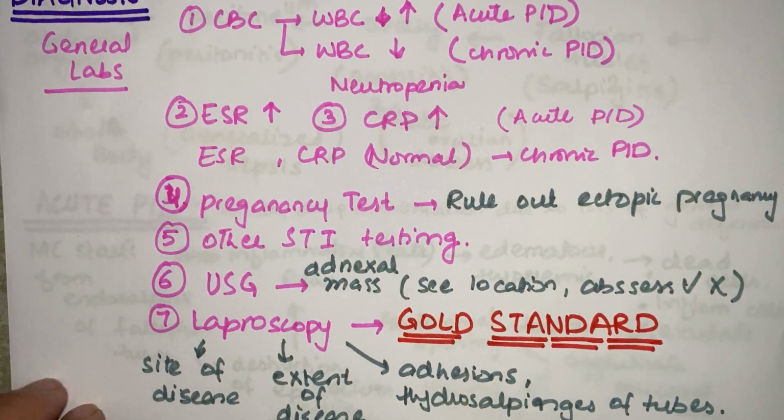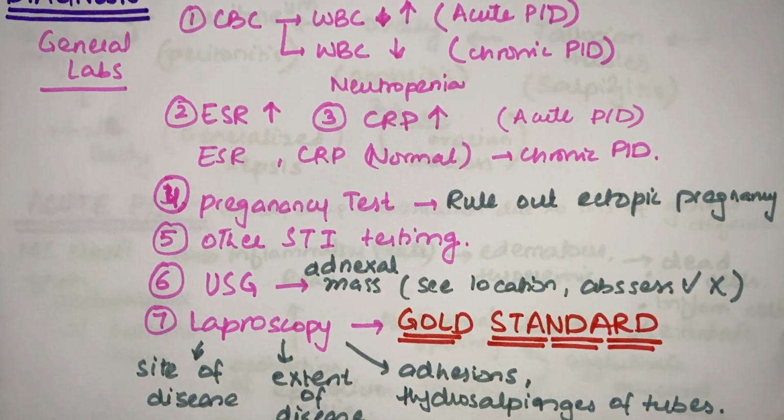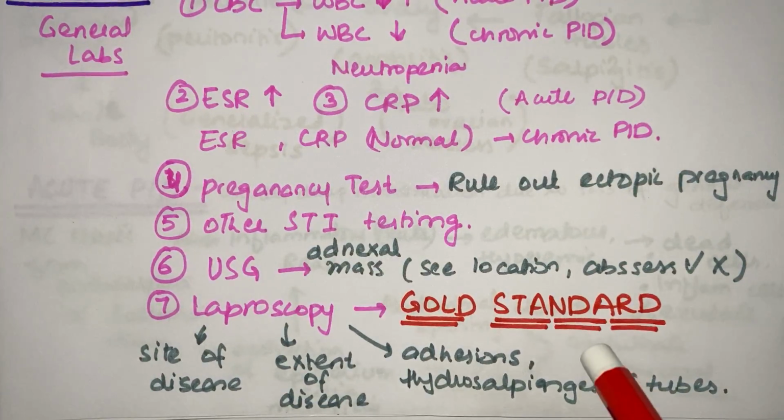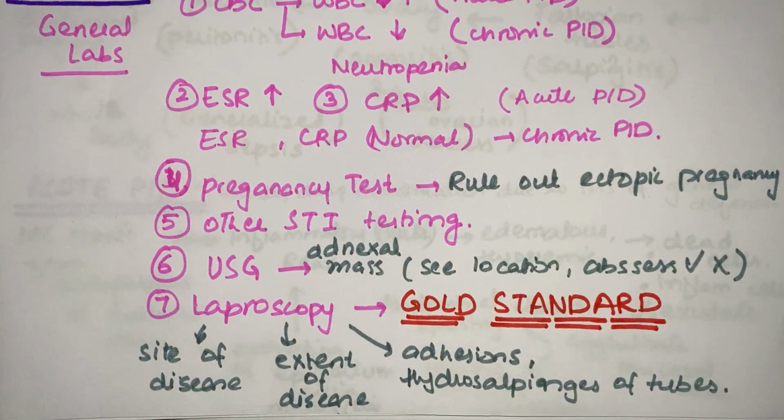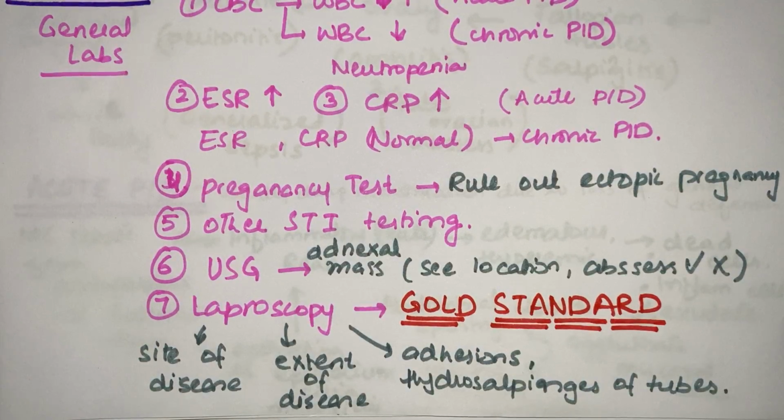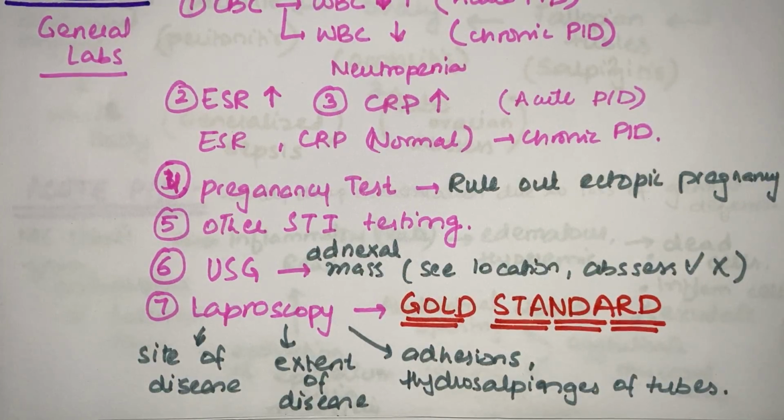That's all. Last, we go for laparoscopy. Laparoscopy is the gold standard investigation in this disease. I repeat, it's the gold standard investigation, and it's a very important MCQ too. So what we do in laparoscopy is find the site of the disease, the extent of the disease, and how much damage has occurred. In the fallopian tube particularly we see adhesions and scarring, and all the tube changes like hydrosalpinx. These are all seen through laparoscopy. Okay, this is how we diagnose the patient.